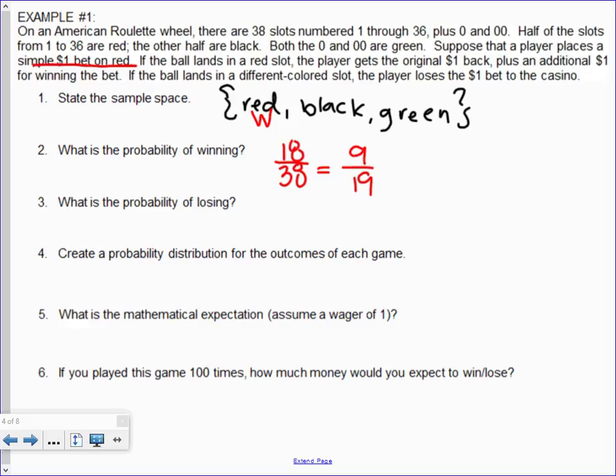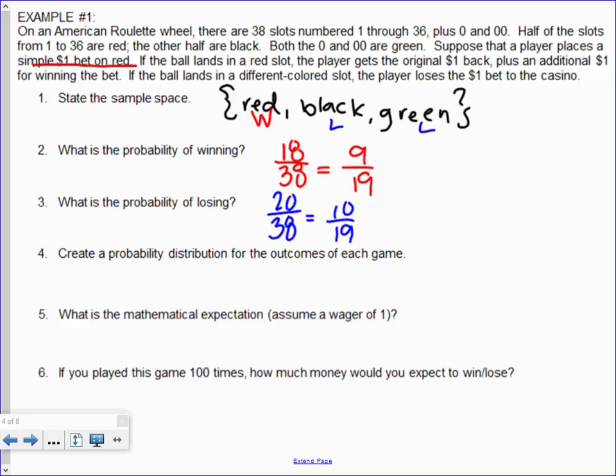Let's talk about probability of losing. What outcomes are losers in this scenario? Black and green. You're going to have to count up all of those unfavorable outcomes. How many black and greens do you have on the wheel? 20, because you have the 18 black and the 2 green, or you could think about 38 minus 18 is 20. So you have 20 of the other color. 20 over 38 is 10 over 19.